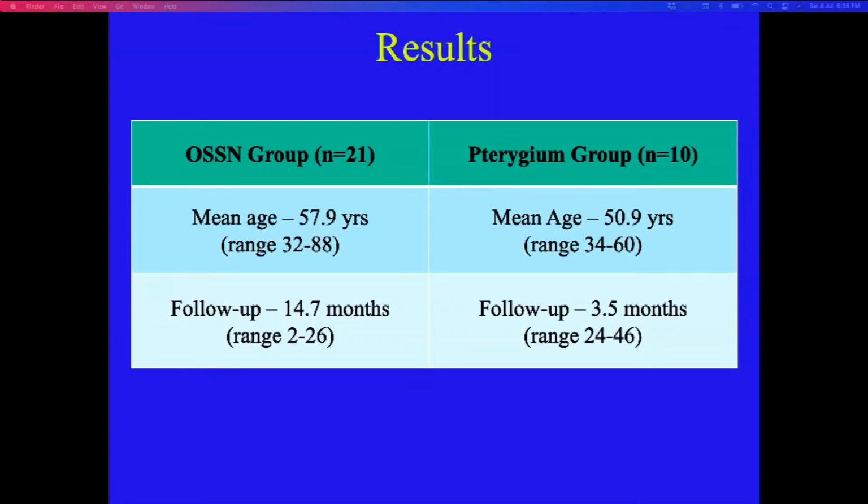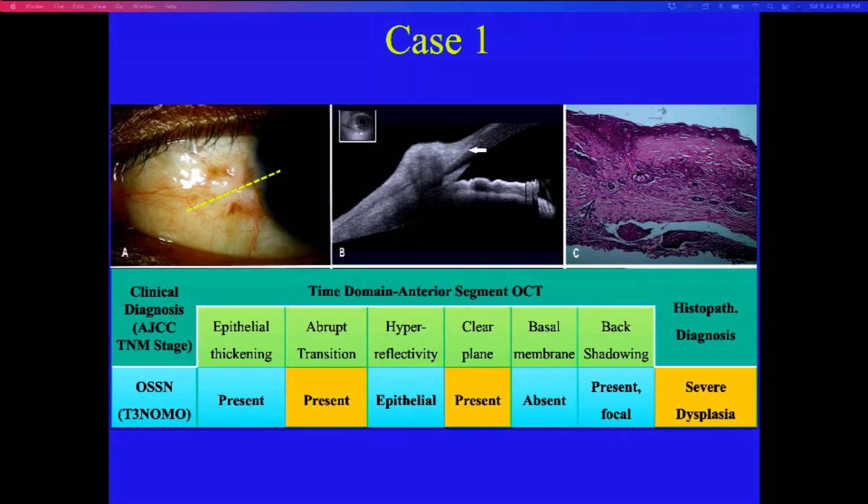And we had in the OSSN group 21 patients. In the pterygium group, we had 10 patients. You've seen the age and the follow-up that we had for both groups. I'll run through a few. This is the first case.